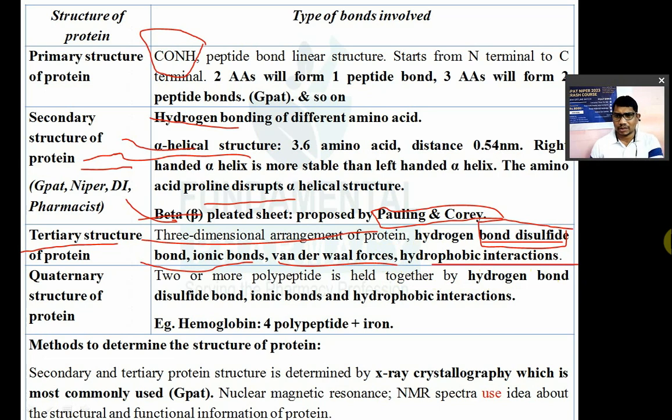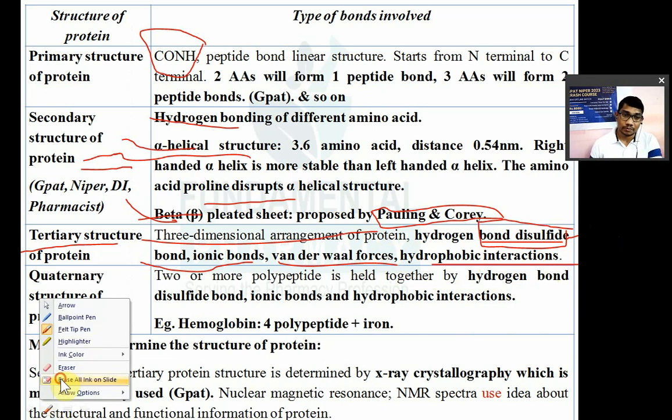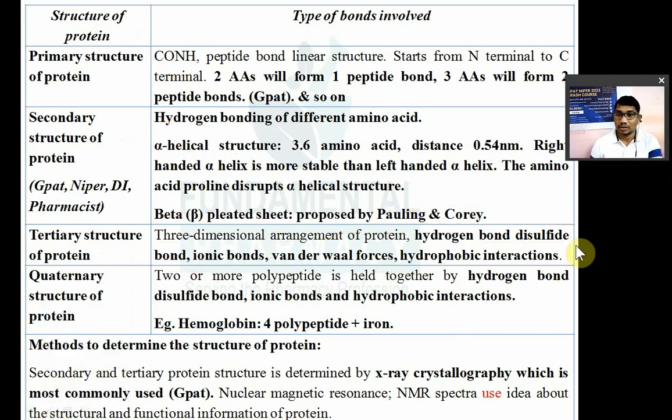You have already seen a question on this: disulfide bond is the important characteristic of which structure of protein? Disulfide bond is in the tertiary structure. In the secondary structure there is hydrogen bonding. In the primary structure it is the peptide bond. Are you getting it or not? Am I audible?